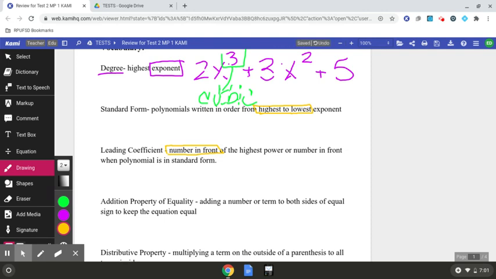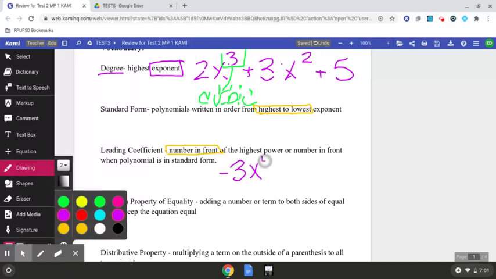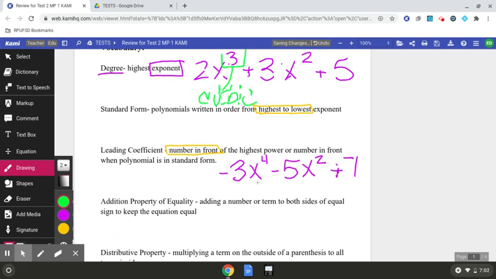So let's just say I had something like negative 3x to the fourth minus 5x squared plus 7, right? So this is written in standard form because we're going from the highest exponent of 4 down to the 2 and then down to nothing. So we are written in standard form. Now when you're identifying your leading coefficient, or your leader, you're just looking for the number in front. So in this case, my leading coefficient, LC, would be negative 3.